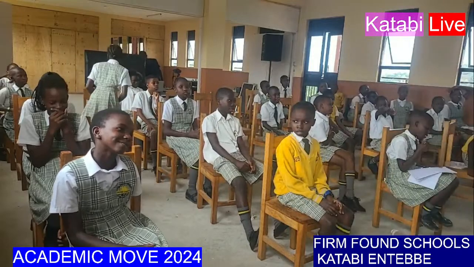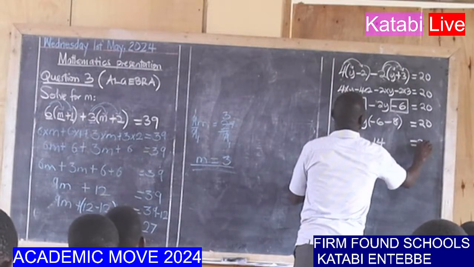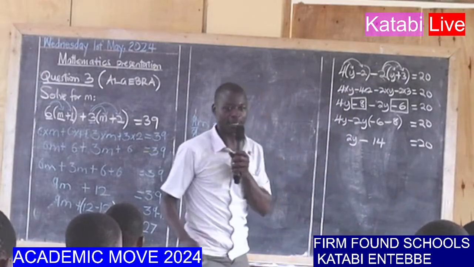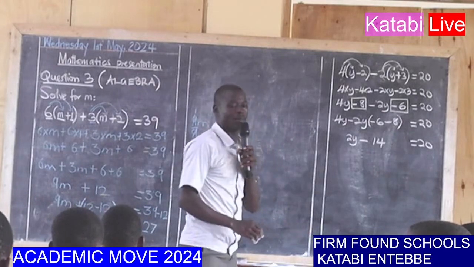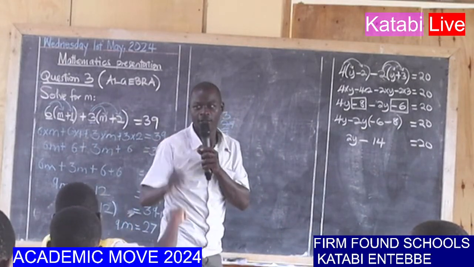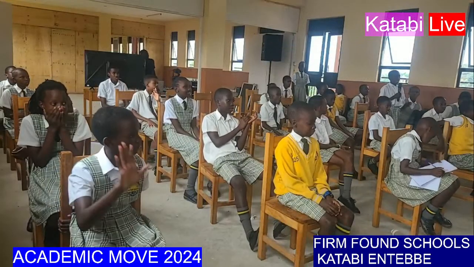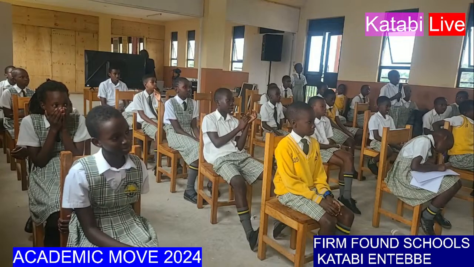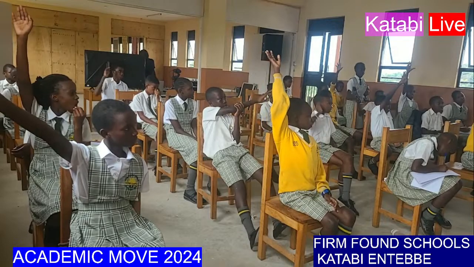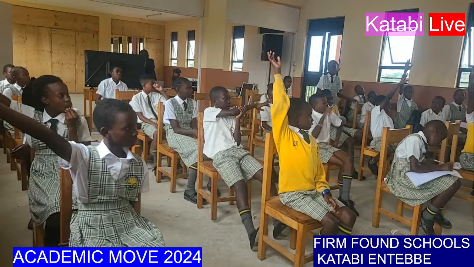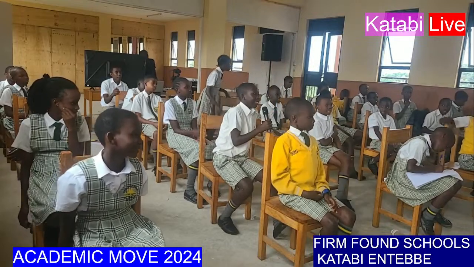So we shall have 2y minus 14 is equal to 20. Next step. Yes, Morgan. We're going to collect like terms again, not so, members? 2y minus 14 equals. Somebody, thank you. Give the microphone to Matthew. 2y minus 14. We are stuck.